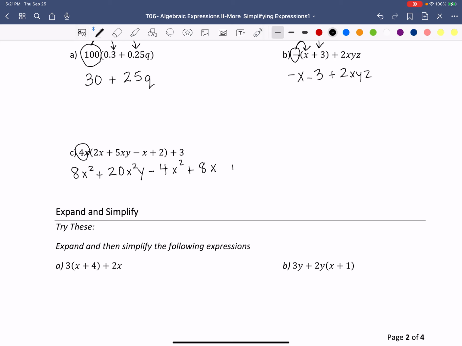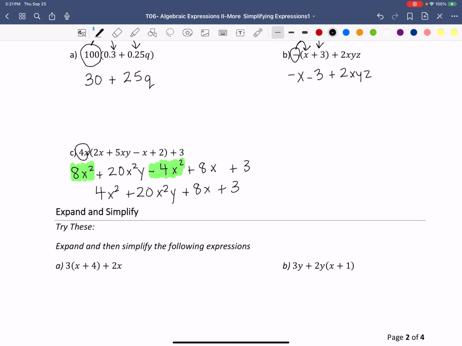And then we can't forget that plus 3 that was outside the bracket, because now everything's opened up. We can now collect our like terms. So we can see that we've got 8x squared, and we've got another like term of negative 4x squared. So we can simplify that down to 4x squared. We still keep the 20x squared y. That's a different term. Same with the plus 8x, and same with the constant 3. And that's as far as we can simplify that particular question.